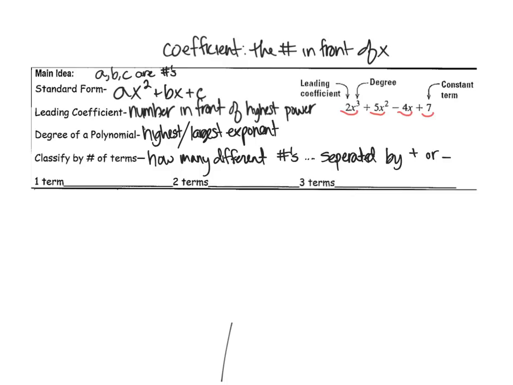So these are all called polynomials because it's a group of numbers and x's and y's all together. Polynomial. If something only has one term, it's called a monomial.